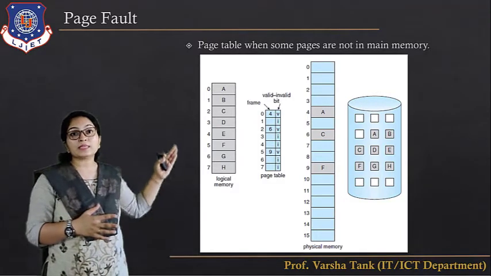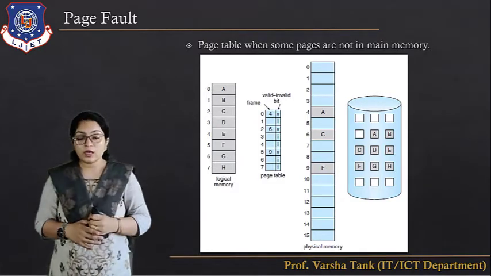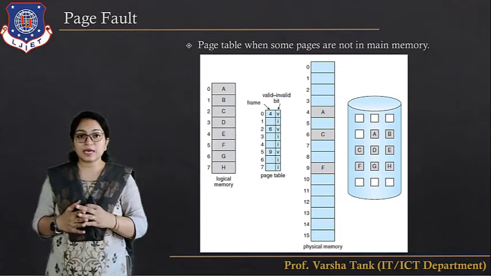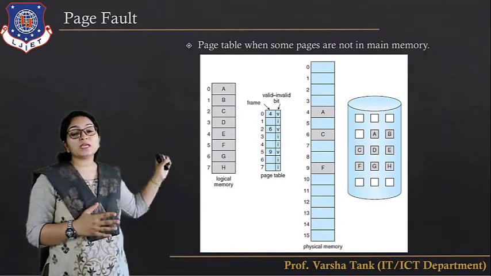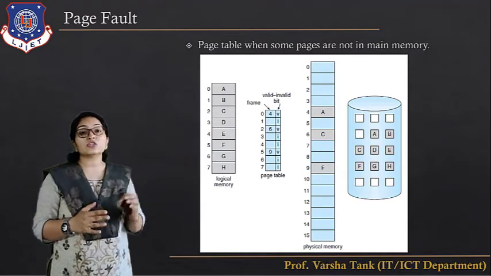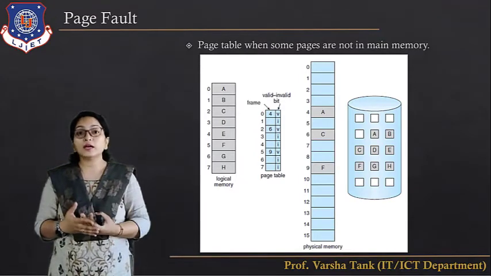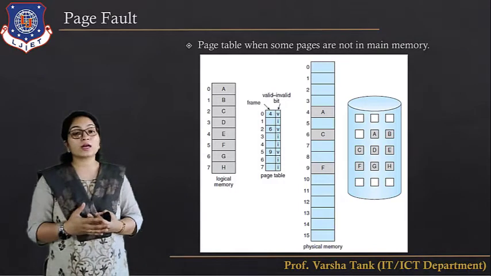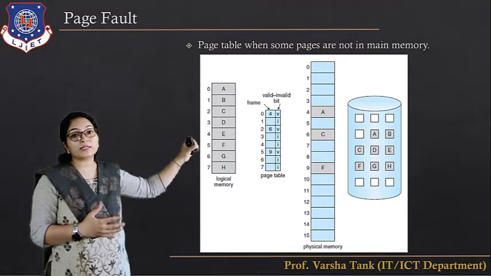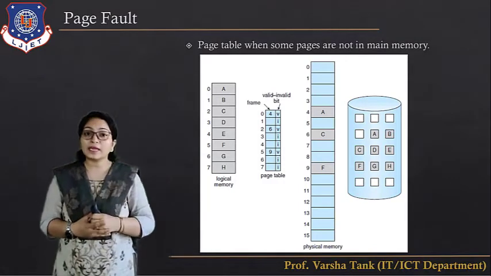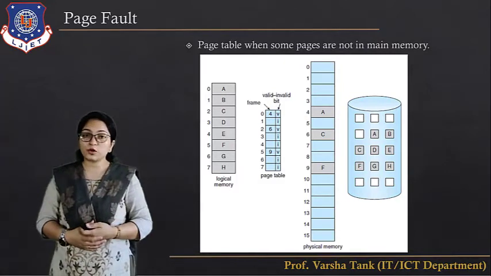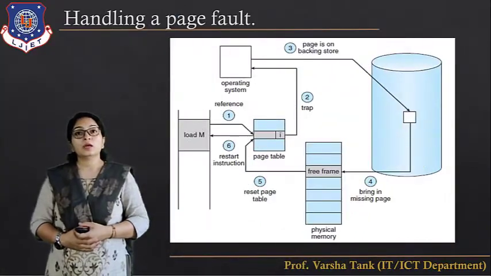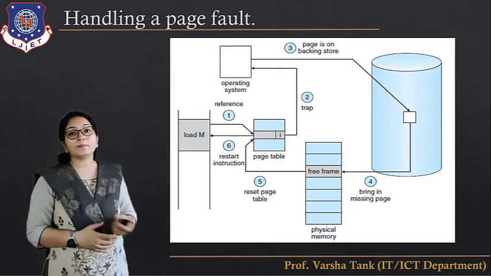For example, here A, C and F are there, but B is not there. Now suppose page B is needed for the execution of the program. At that time page B is not present in the memory area, so that means a page fault occurs. If the page fault occurs, that page will be loaded from the disk storage into the memory area. Okay, so this is the mechanism to handle the page fault.